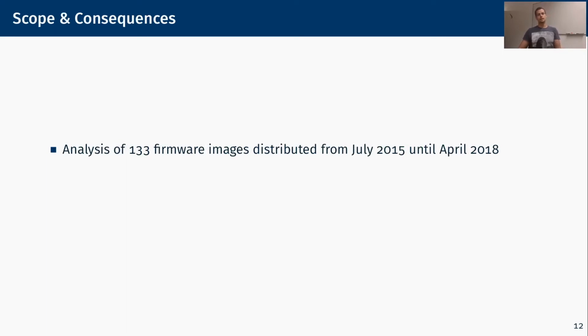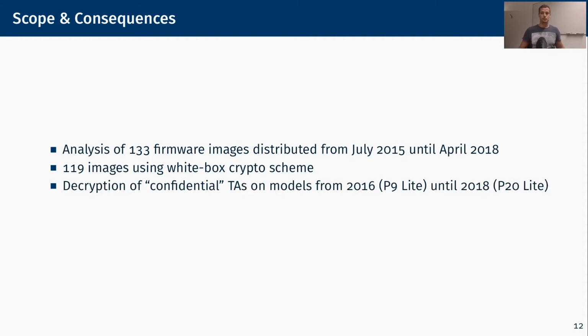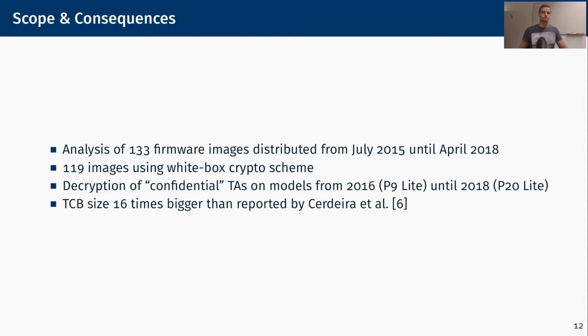So we analyzed 133 firmware images that were distributed from July 2015 until April 2018. And we found that 119 of these images were using this white box crypto scheme. And we managed to decrypt confidential trusted applications on Huawei models, on Huawei phones that were released in 2016, and also the P20 Lite that was released in 2018.